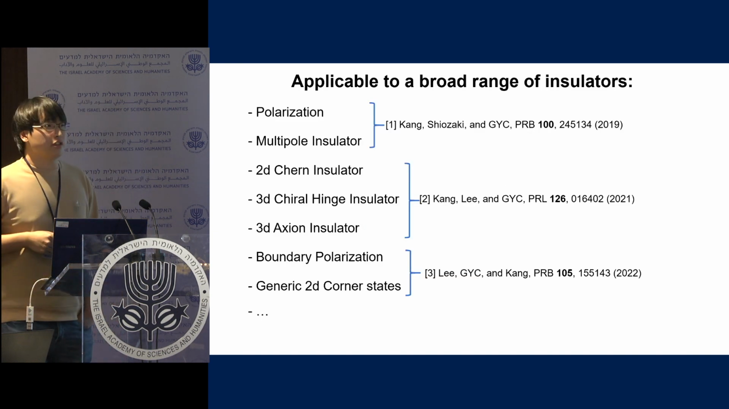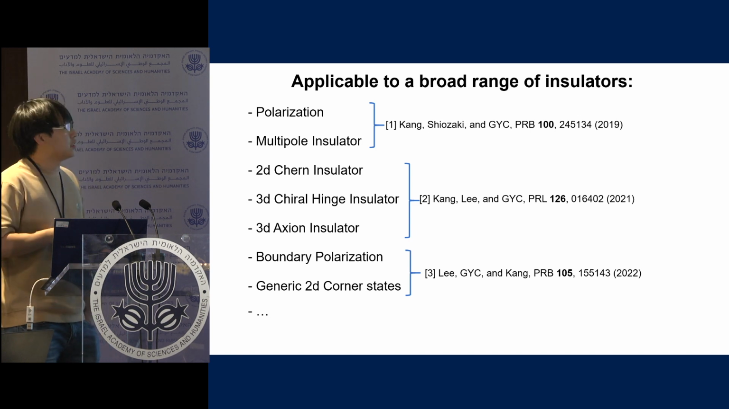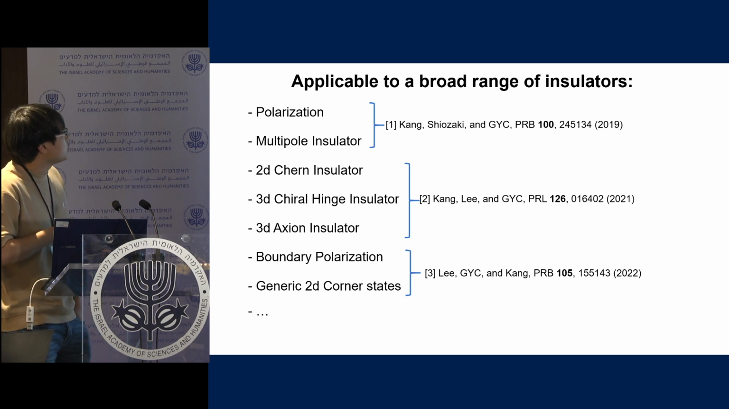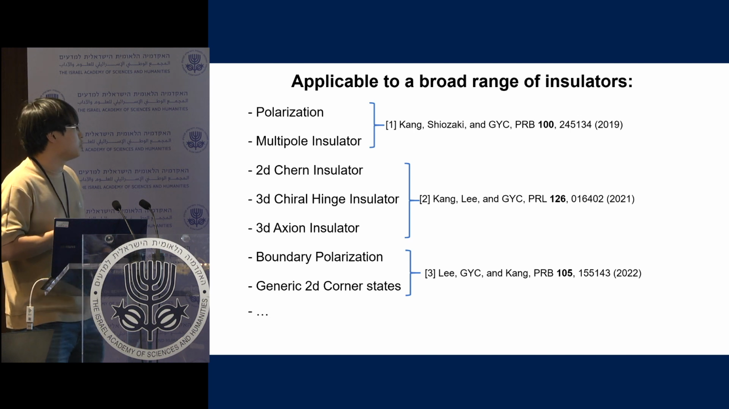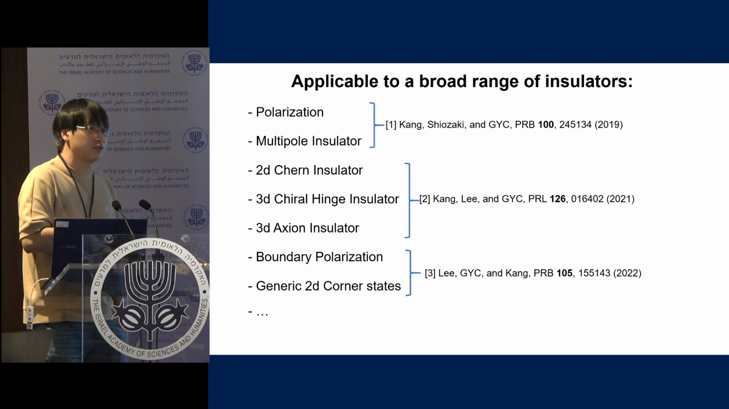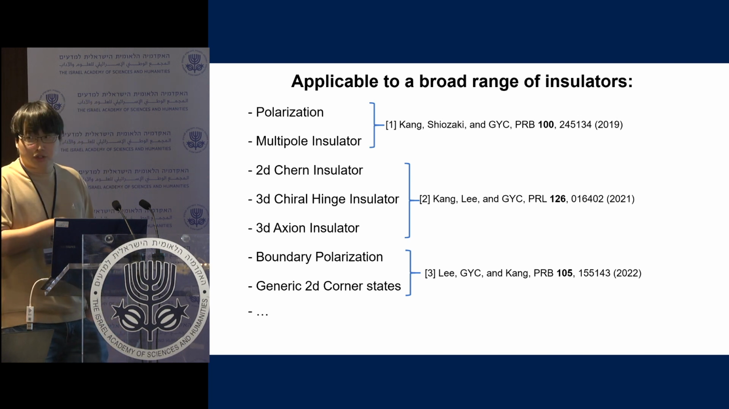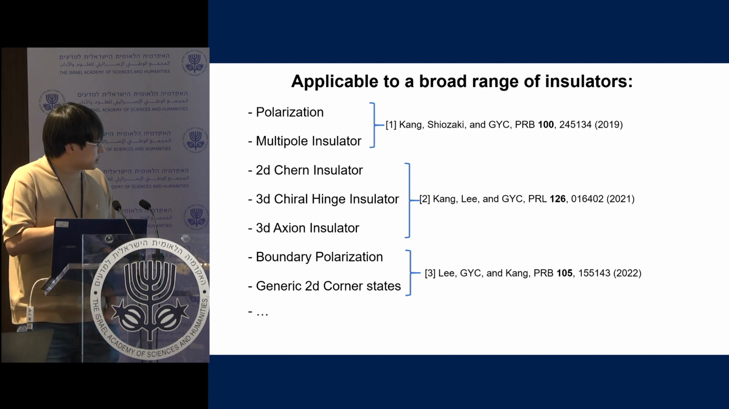And this strategy seems to work pretty well for a broad range of topological states, including polarizations, multipolar insulators, Chern insulators, chiral hinge insulators, axion insulators, boundary polarizations, or the generic 2D corner states. And then there are other series.